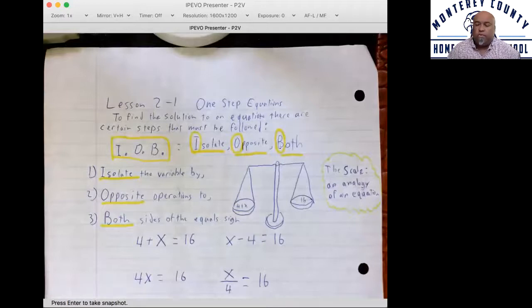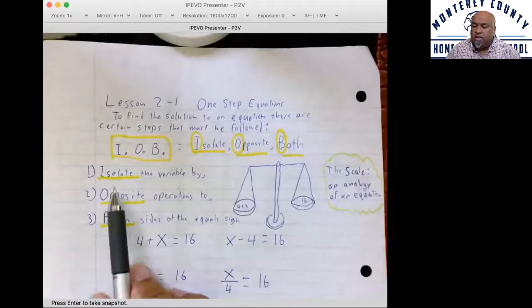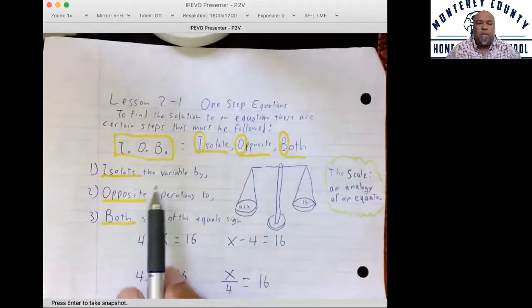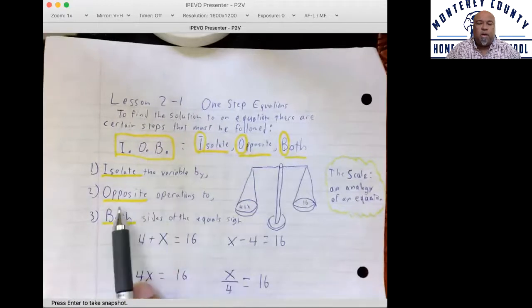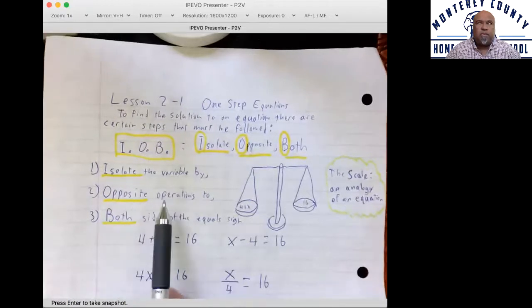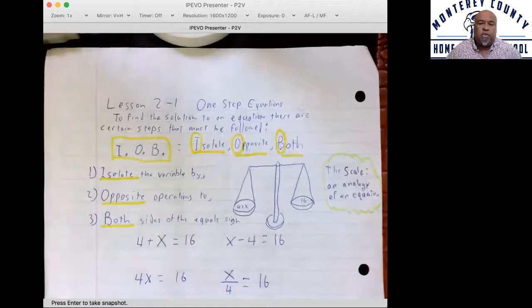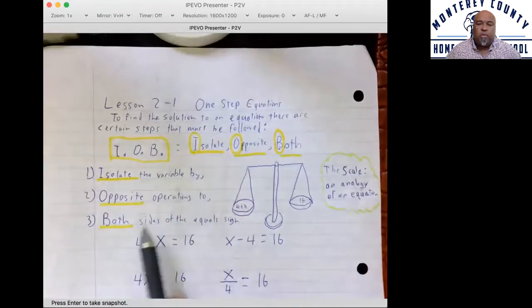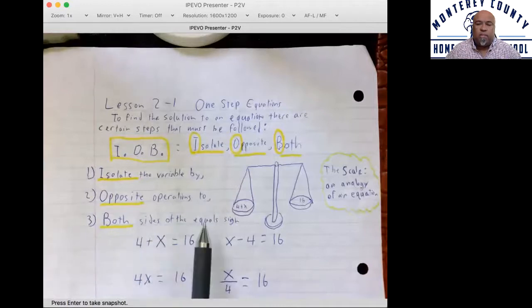Now let's go over what those mean. Isolate the variable. That means you want to make the variable be by itself, okay? That means no other symbols or no other numbers next to it. Isolate the variable by opposite operations. I think someone's doing fireworks. I don't know if you heard that. Anyways, by opposite operations to both sides of the equal sign.